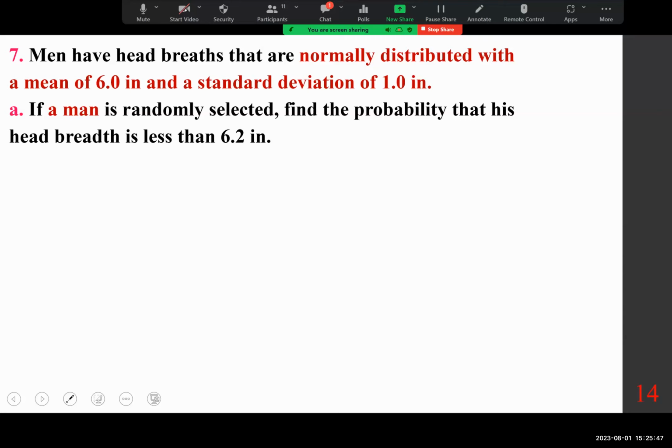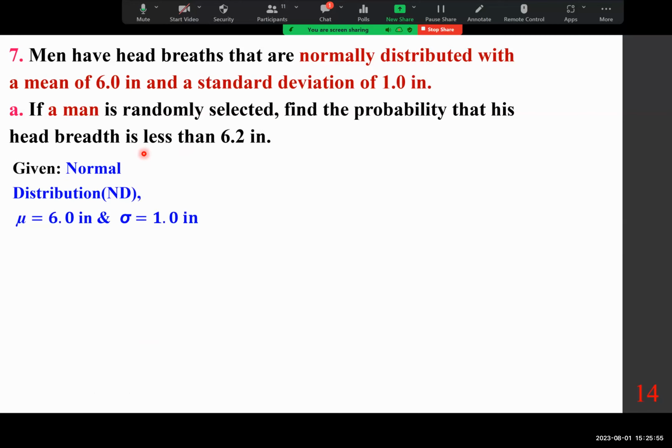Perfect. So first and foremost, what is given. When you read the question, take enough time to write the given. This is a normal distribution. Mu is 6.0, sigma is 1.0. Write the given. Then what do we want? Probability of X less than 6.2.